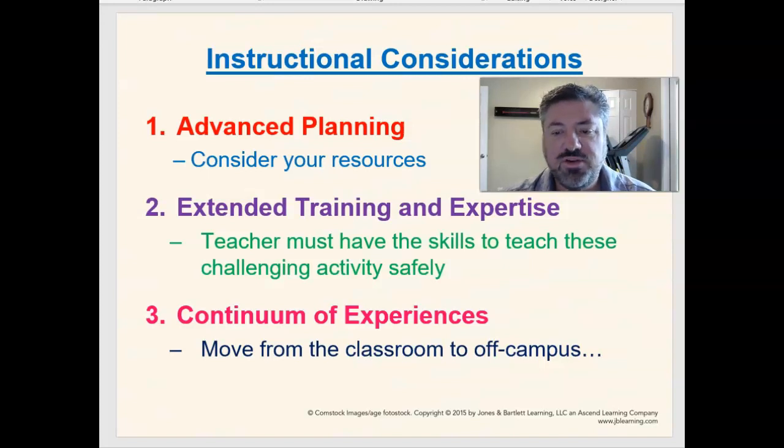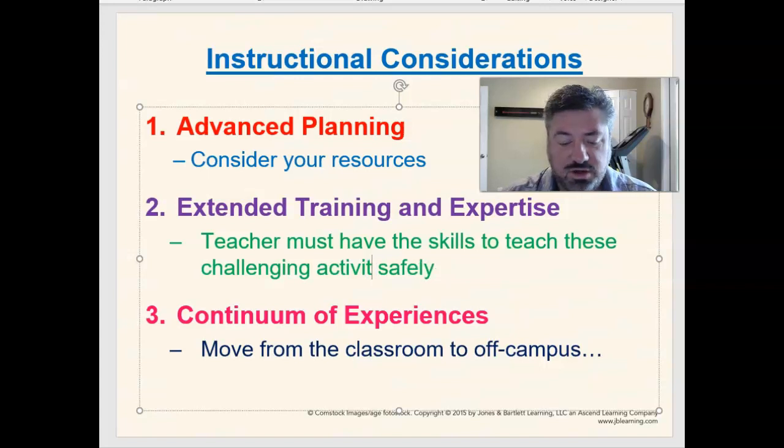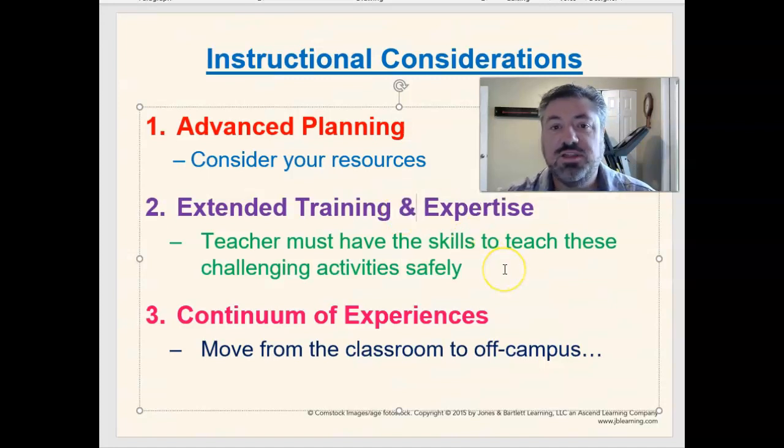All right. Number two is extending training and expertise, especially for you as a teacher. The teacher must have the skills to teach these challenging activities safely. All right. It is important for you, if you're going to teach archery, to have the certification to teach archery in the school setting. And that requires you to basically go to a conference and take a short course and a test to get that certificate. So you're going to probably need some extended training on some of these things in archery, in rifle shooting, whether it's air guns, right?